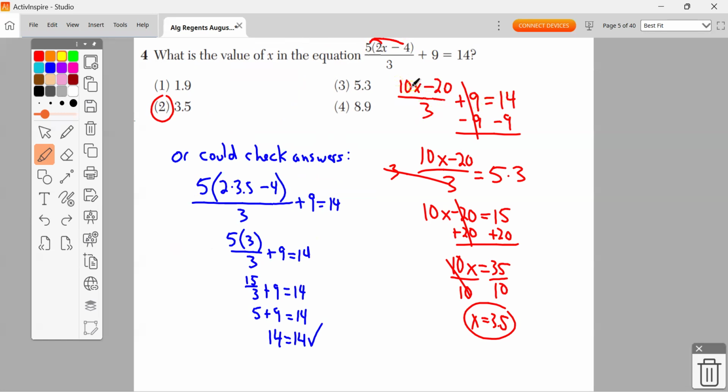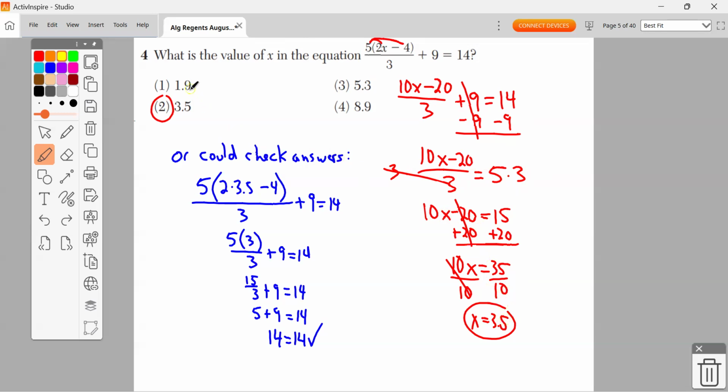We're trying to get that x all by itself, which means we want to get that fraction all by itself. So we want to get rid of the plus 9 by doing -9 and -9. So that gives us 5. We want to get rid of the fraction, so we do times 3 and times 3. That gives us 15 here. So now we just have 10x minus 20 left on the left-hand side. It's just a two-step equation now. Add 20, divide by 10, and you get 3.5.